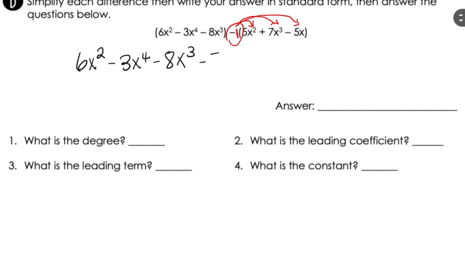-1 times 5x squared is just going to be -5x squared. -1 times 7x to the third power is just going to be -7x to the third power. -1 times -5x is going to be +5x. So now that we're done with this, the problem looks just like part C.